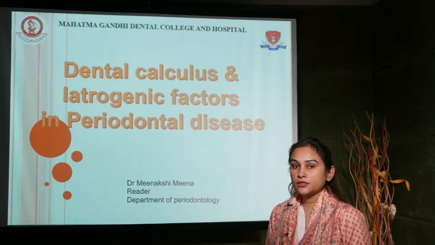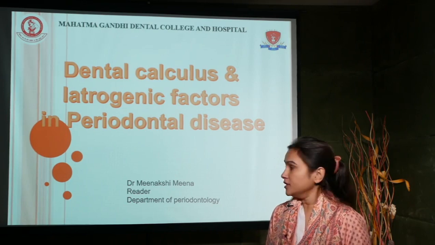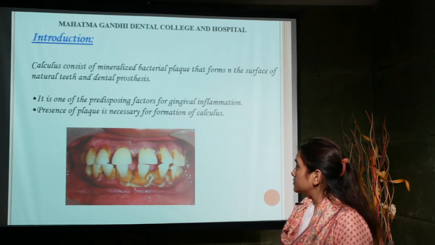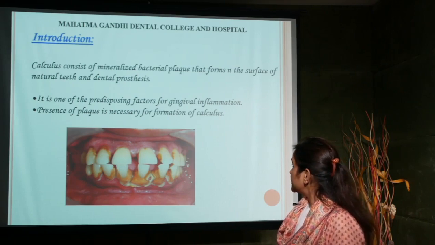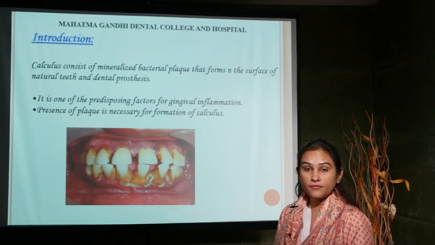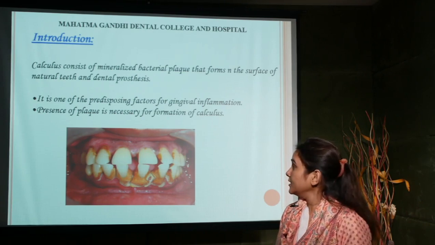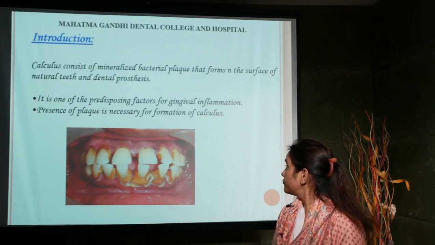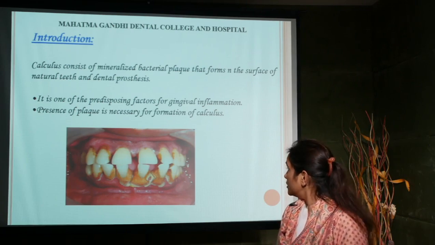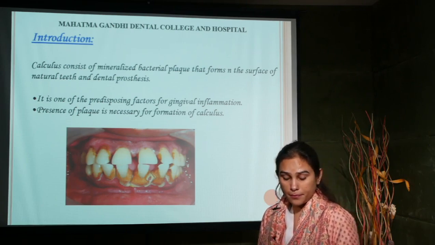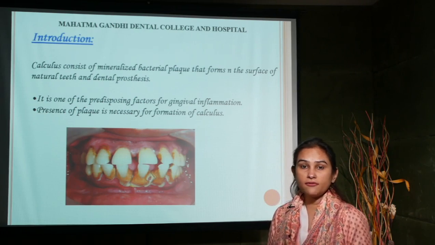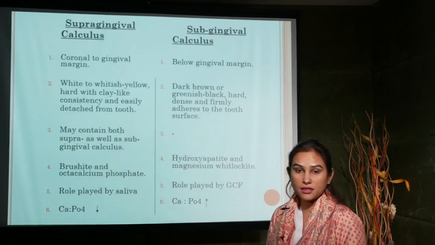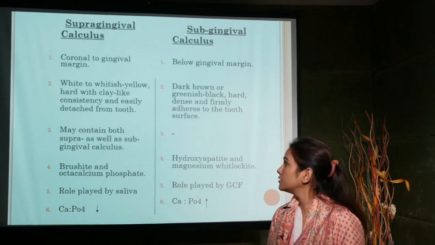Good morning. Today's topic is calculus and iatrogenic factors in periodontal disease. Calculus consists of mineralized bacterial plaque that forms on the surface of natural teeth and dental prosthesis. It is one of the predisposing factors of gingival inflammation. Presence of plaque is necessary for the formation of calculus, as it is the mineralized form of plaque.